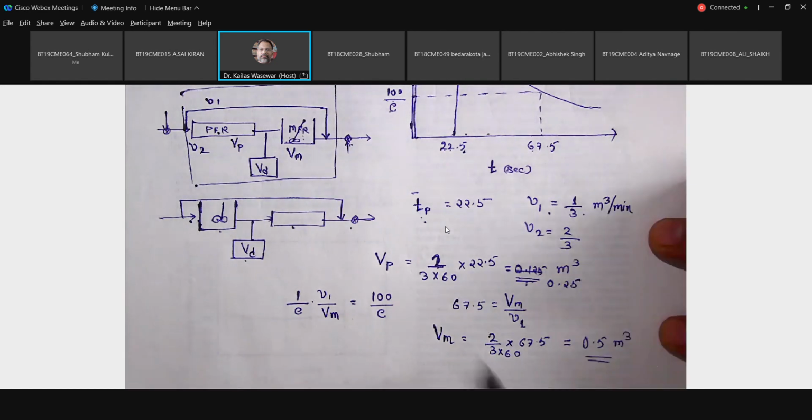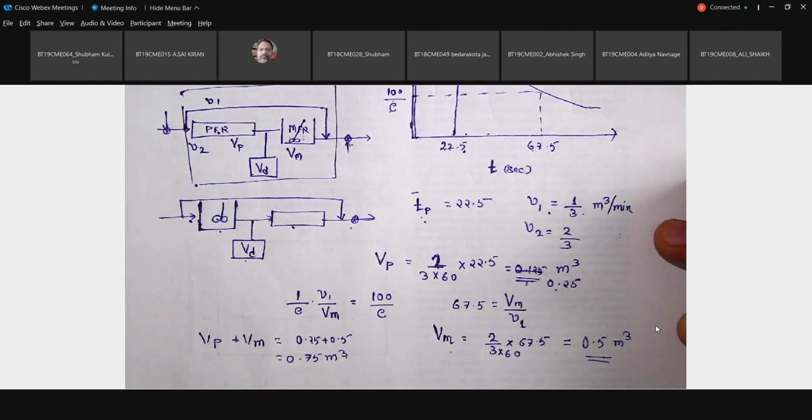So VP is 0.25. VM will be 0.5. Now VP and VM we have calculated. VP plus VM is 0.25 plus 0.5. So this will become 0.75. Always write the unit. Remember, without units, an answer has no meaning. I simply give zero marks. I am telling all of you, remember, without units, it has no value. So 0.75 meter cube. Okay.